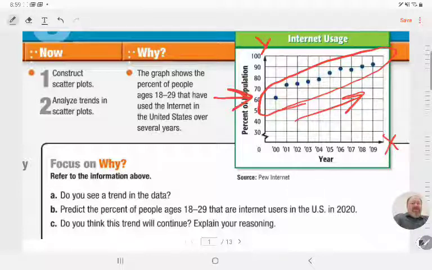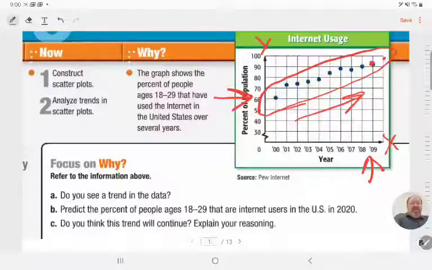And then it says predict what percent of people 18 to 29 are internet users in 2020. Well, we can look at 2009 and we can see that it's about 92%, okay? So in 2020, which would be 11 years later, if this trend happens, we're going to be way up here, close to the 100%. So you could say something like about 98%.